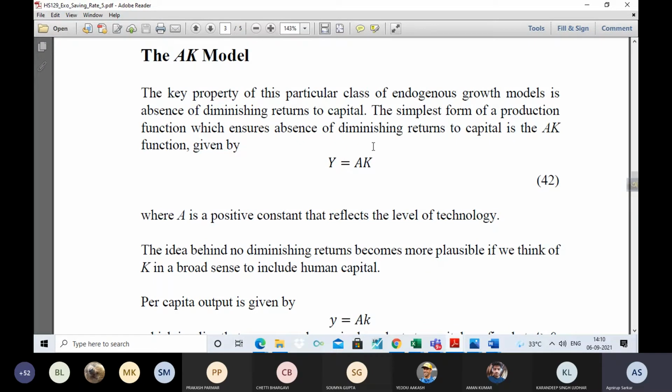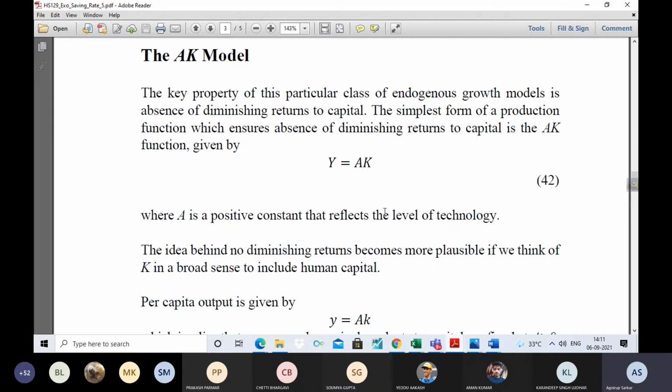So the key property is the absence of diminishing returns to capital, right? If we can ensure that, basically we are home free. We can go on to show that positive long run growth would be possible. Now, the simplest version of production function without diminishing returns is this: Y equals AK, where K denotes aggregate capital, Y denotes aggregate output, and A is a positive constant parameter which reflects the level of technology.